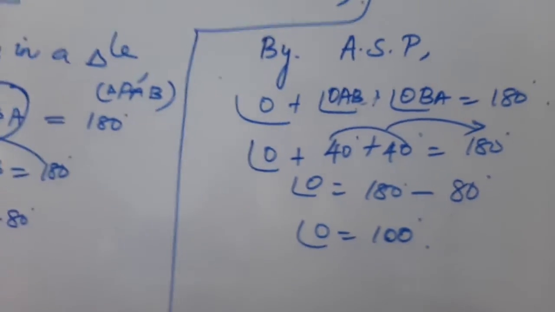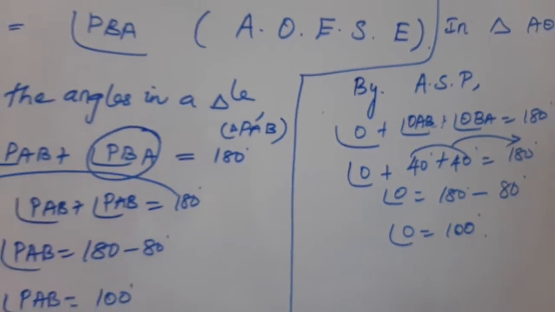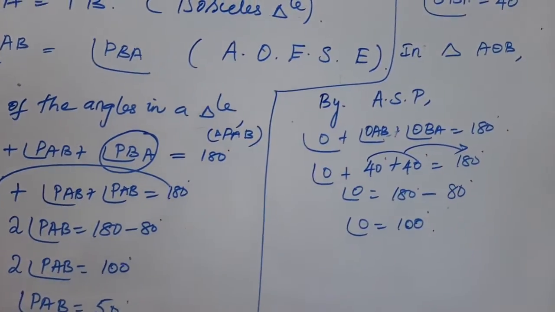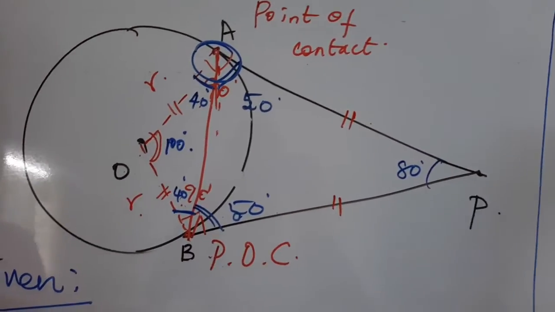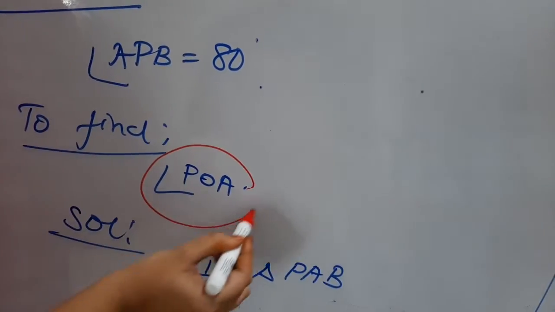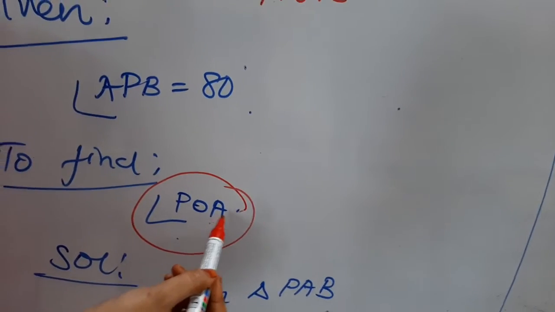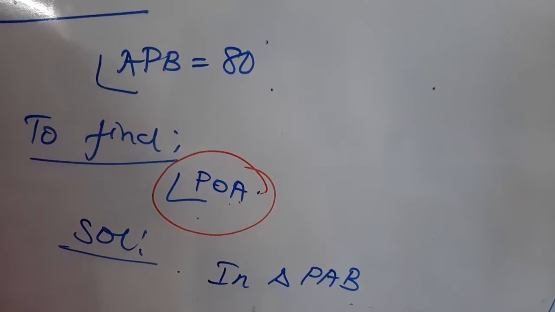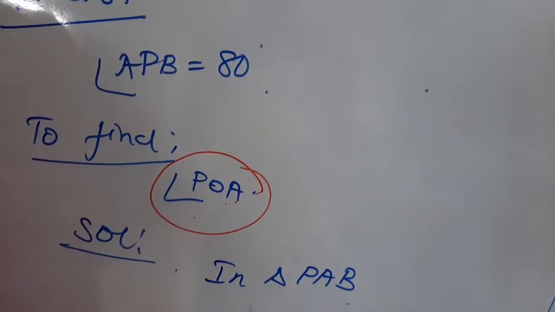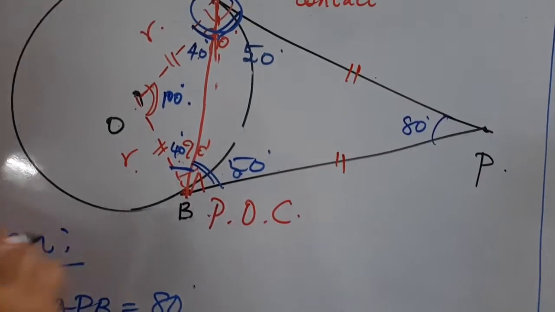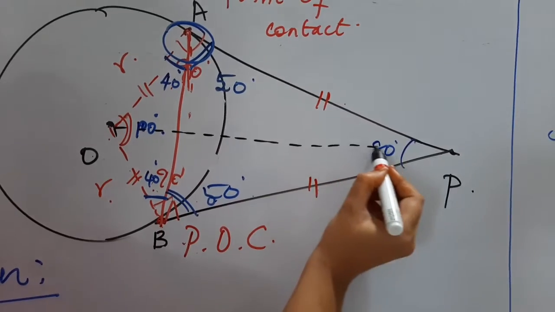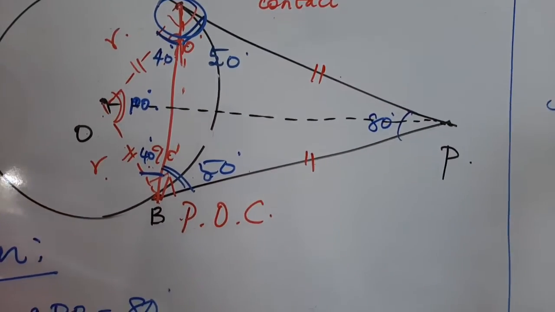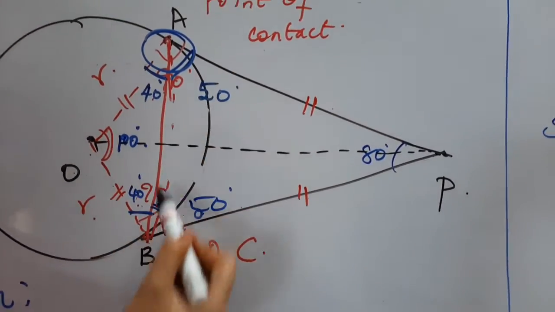Now actually what did they ask us to find out? They asked us to find out the value of angle POA. For that, I am going to join O and P. I joined.